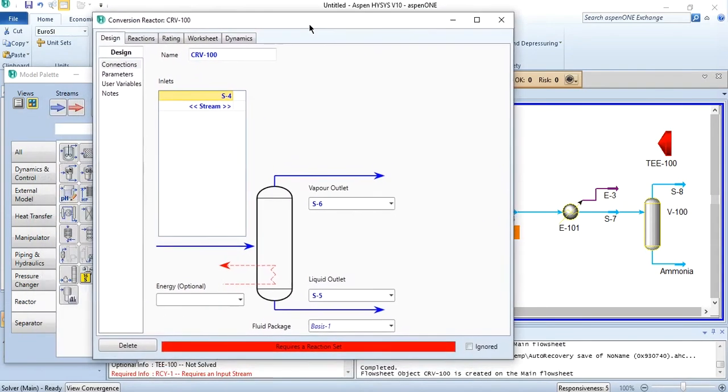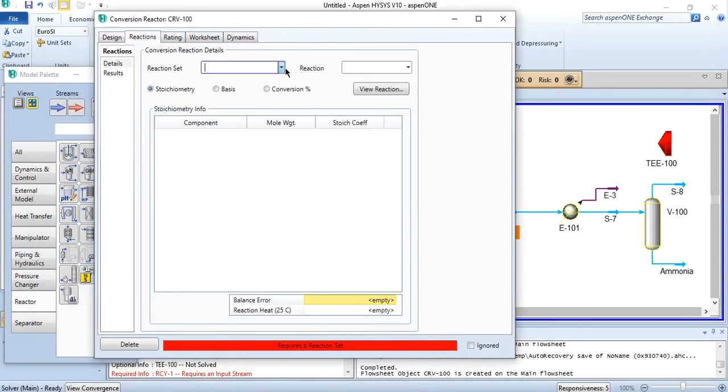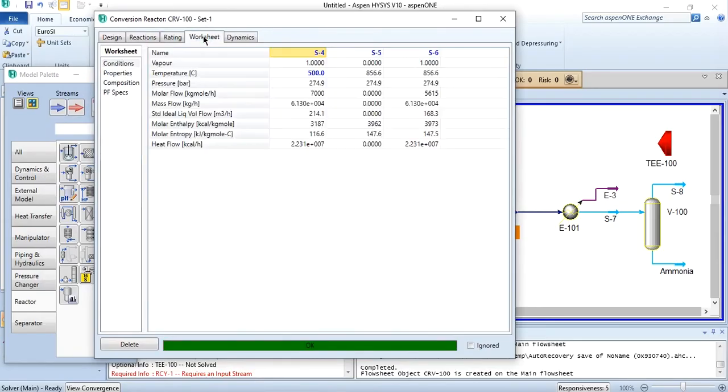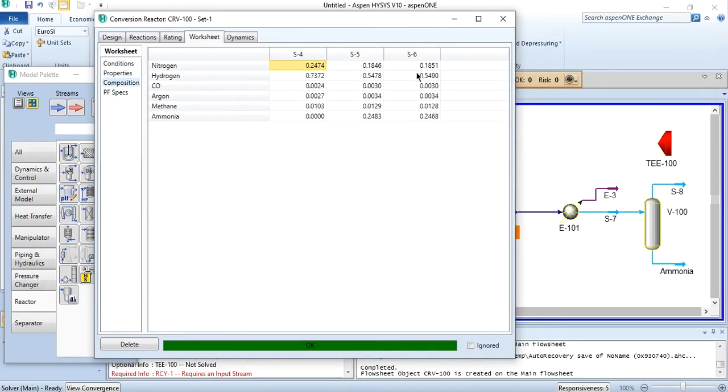This is a conversion reactor, and then we will specify the reaction set. As you can see, it is okay. In results, the conversion is 40%, and there is no liquid produced. In composition, you can see that nitrogen and hydrogen are converted to ammonia, because in S4 there was no ammonia, and now ammonia is present in the system.